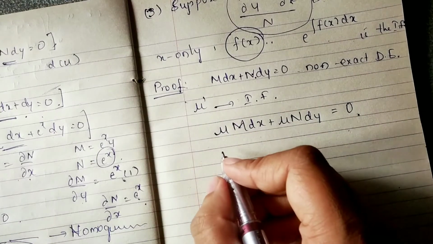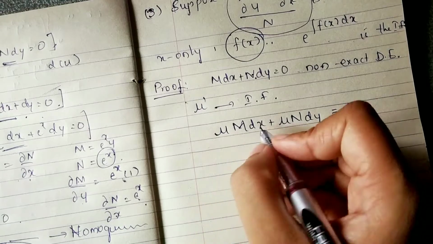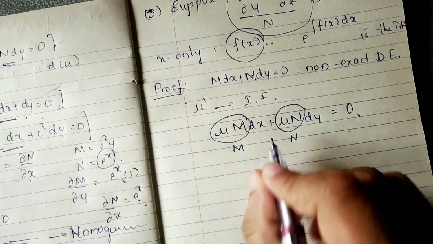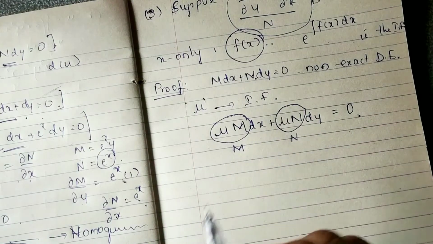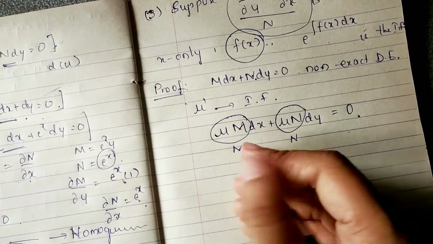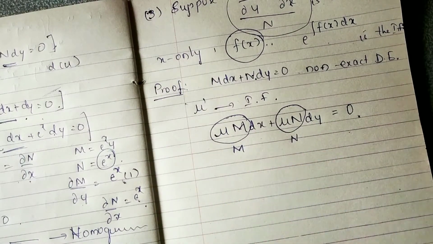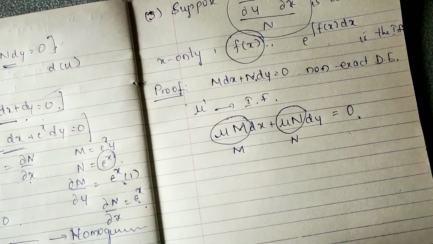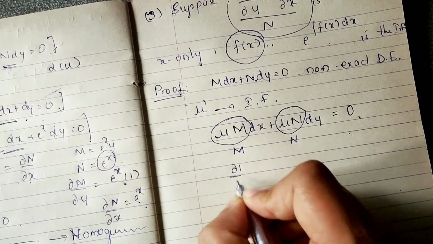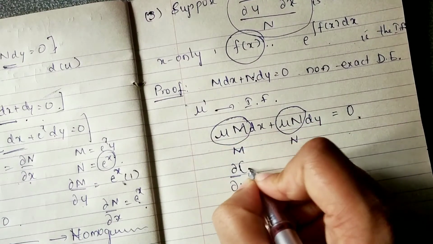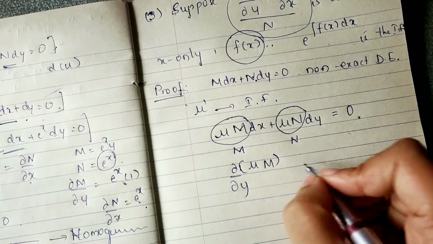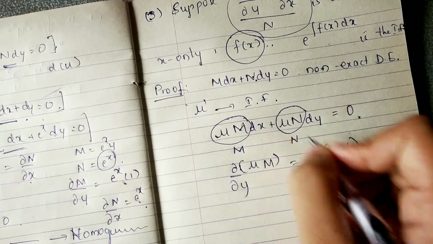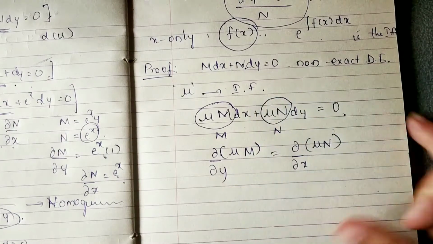So now it will become the term M, and it will become the term N after multiplying mu, right? So applying the condition, we have dou M by dou y and dou N by dou x should be equal if this equation is exact. Here, for dou M by dou y, in the place of M we have mu into M, and for dou N by dou x, the value of N is mu into N for this equation.